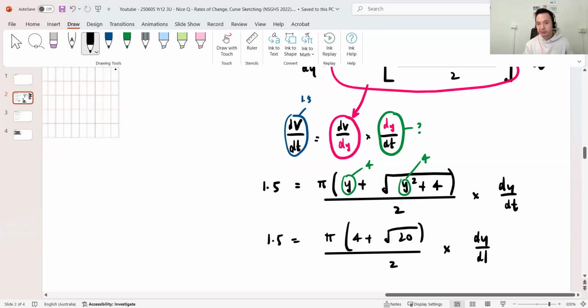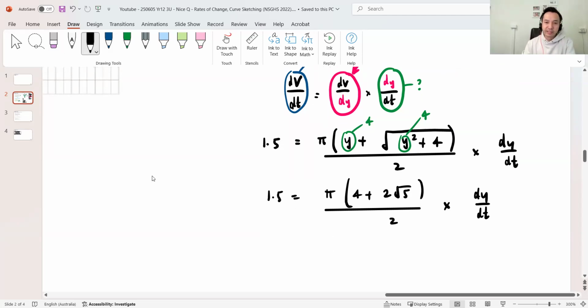Let's simplify root 20 to 2 root 5. Not that it matters, right? I just feel like it's nice for us to then clean up the 2, the 4 to like 2. So then divide that over.